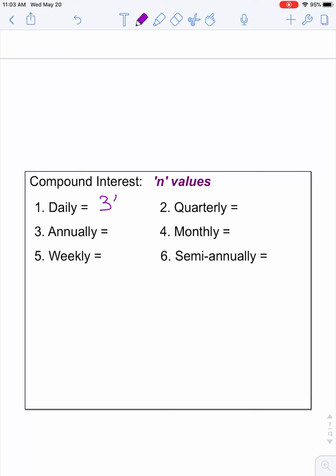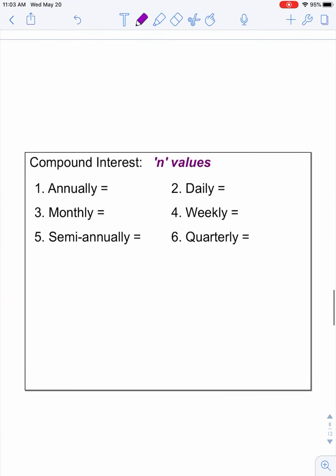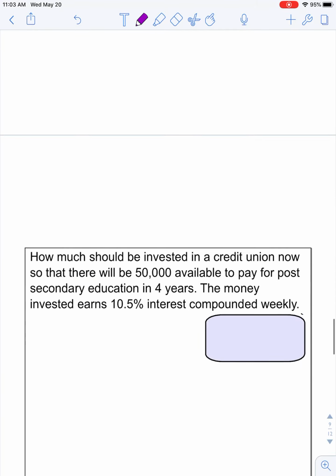And the values should be 365 for daily, annually once, weekly 52, quarterly 4 times a year, monthly 12, and semi-annually twice per year. Those are the n values you're going to need to know for the test. There's one more that you can try. I'll put this back up on the notes, but we'll keep moving.